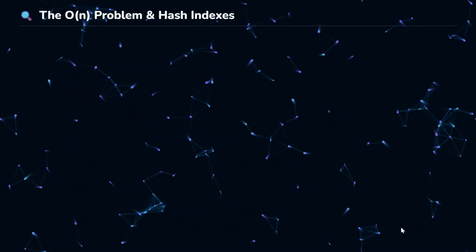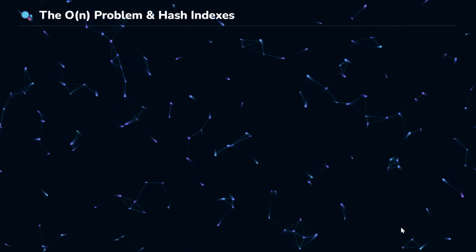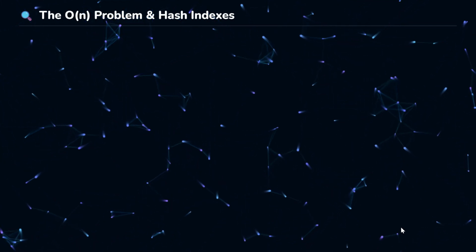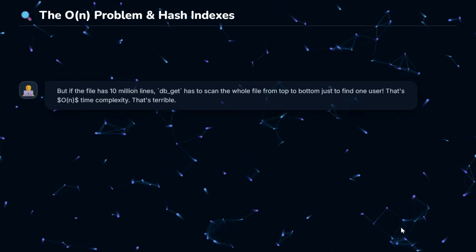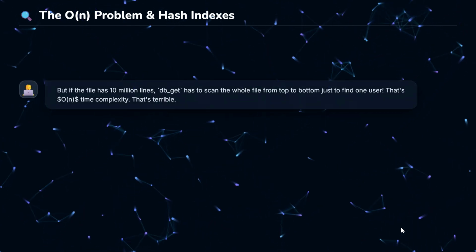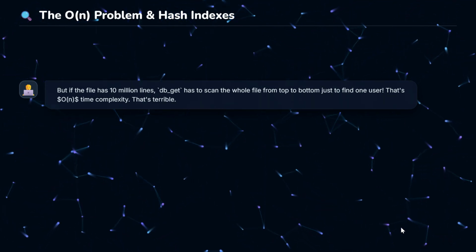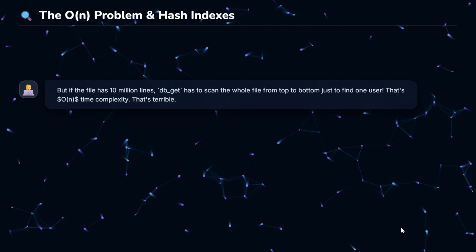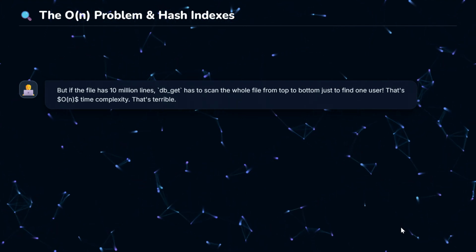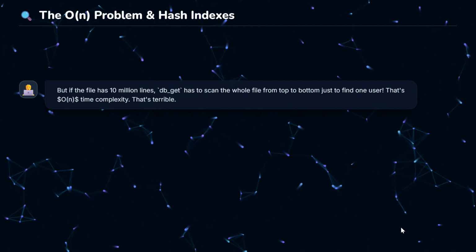Okay. So writing data by appending to a file is lightning fast. But reading data is a massive problem. Think about how that db-get function works. Every time you ask for a user, the computer has to start at the very top of the file and read every single line, scanning downwards until it finds the match.